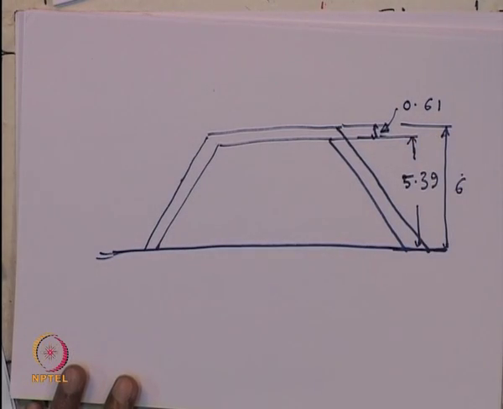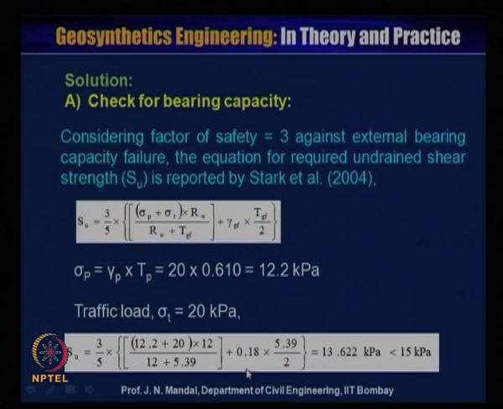So, T GF will be 5.39 plus the unit weight of the geofoam, that is 0.18, which is given, into T GF, the thickness of the geofoam, that is 5.39, divided by 2. So, this is equal to 13.622 kilopascal, and you know that our bearing capacity is given as less than or equal to 15 kilopascal. So, it is less than or equal to 15 kilopascal.